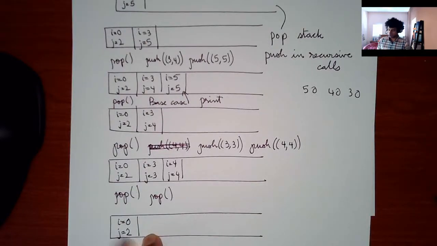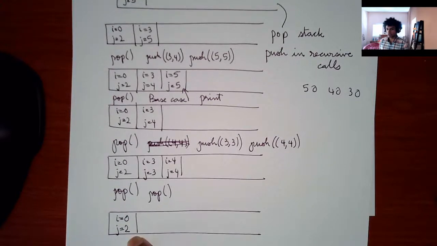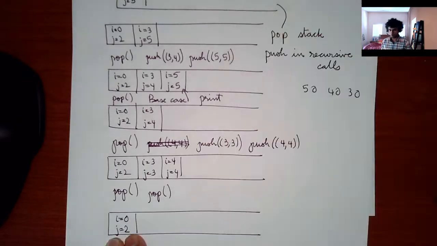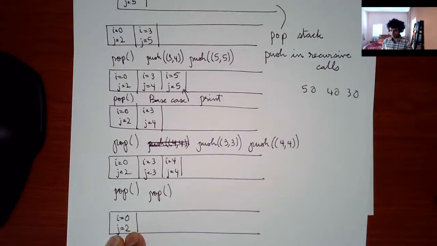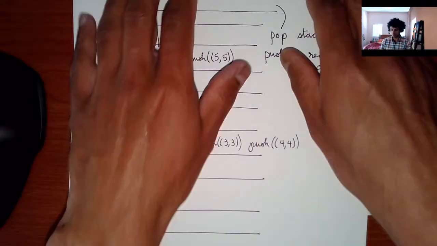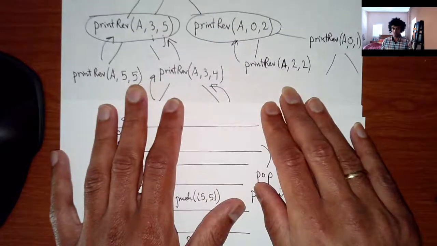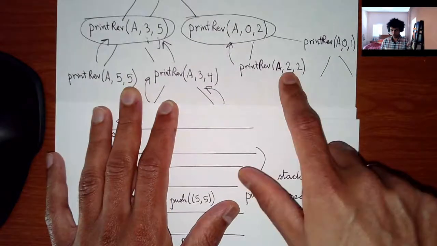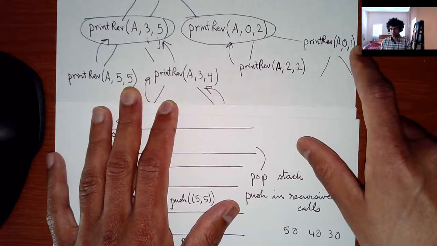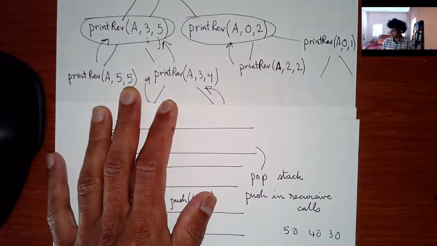So okay, I haven't finished the process. You're right that I need to deal with this. I'm going to pop the stack and push in the recursive calls. The recursive calls for 0 and 2 were 2, 2, and 0, 1. So those are going to get pushed in, and eventually you'll pop those out.